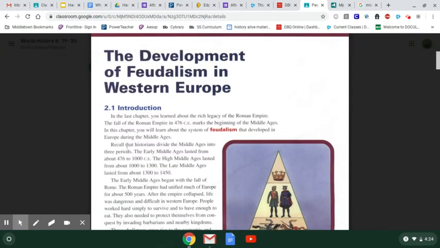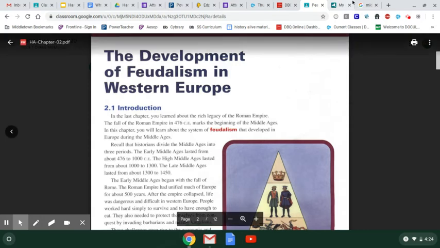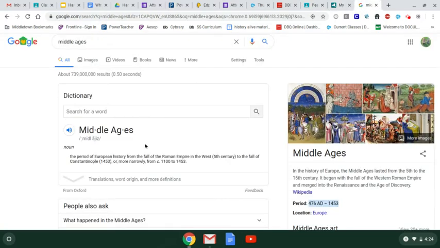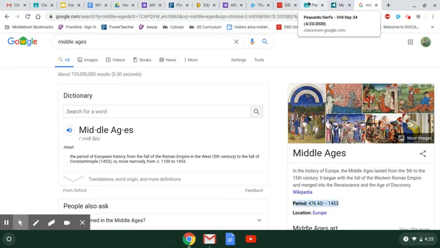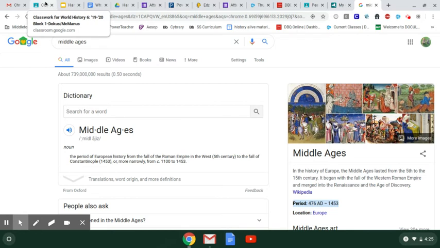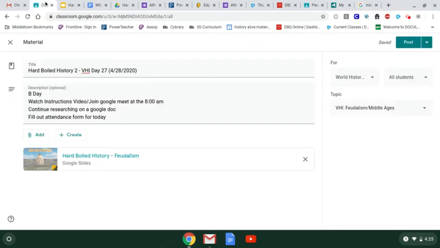Historians divide the Middle Ages into three periods. The early Middle Ages lasted from about 476 to 1000. The High Middle Ages lasted from about 1000 to 1300. The Late Middle Ages lasted from about 1300 to 1450. You could have also Googled it. Middle Ages, right here. Make sure you are using your resources, okay? You have Google, you have the internet. You need to know how to use it.